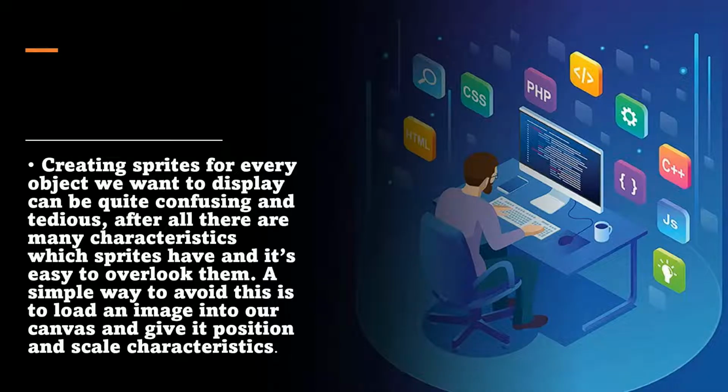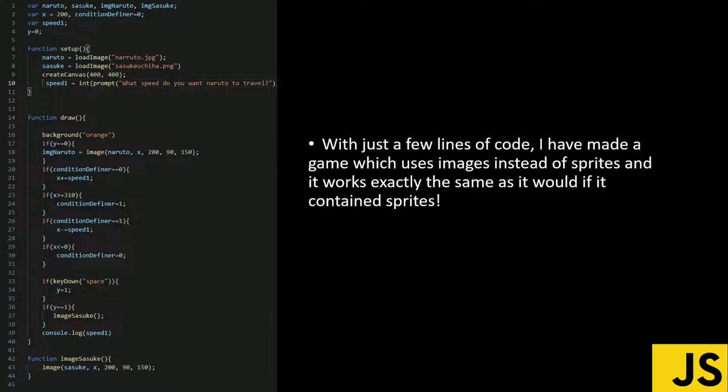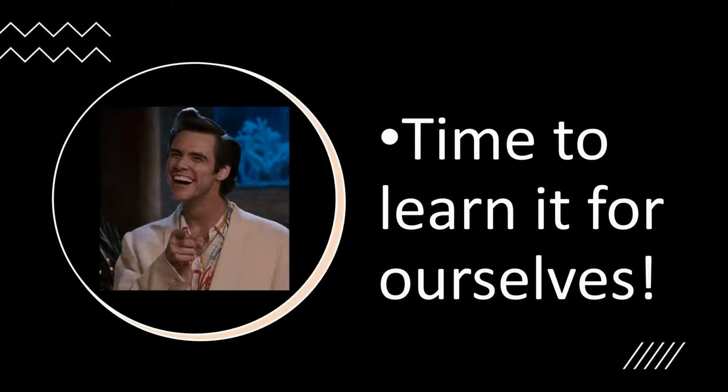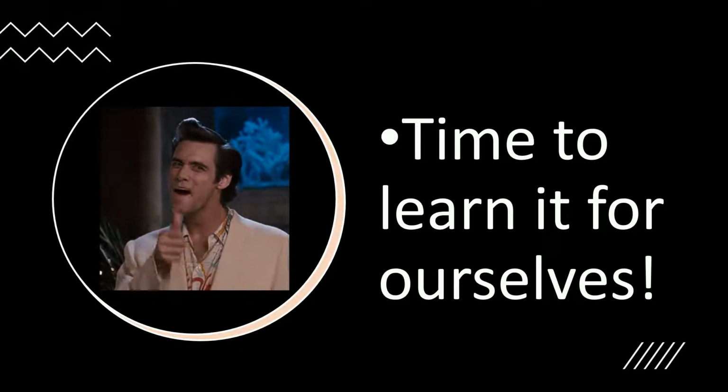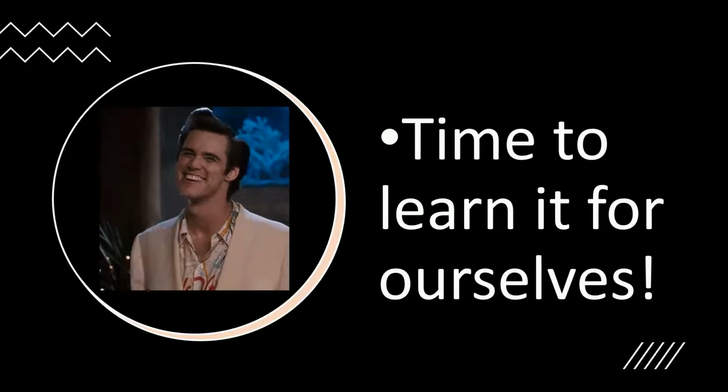Creating sprites for every object we want to display can be quite confusing and tedious. After all, there are many characteristics which sprites have and it's easy to overlook them. A simple way to avoid this is to load an image into our canvas and give it position and scale characteristics. As you can see over here, with just a few lines of code, you can make a game which uses images instead of sprites, and it works exactly the same way as it would if it contained sprites. So it's quite an easy concept, and let's try and make one for ourselves.